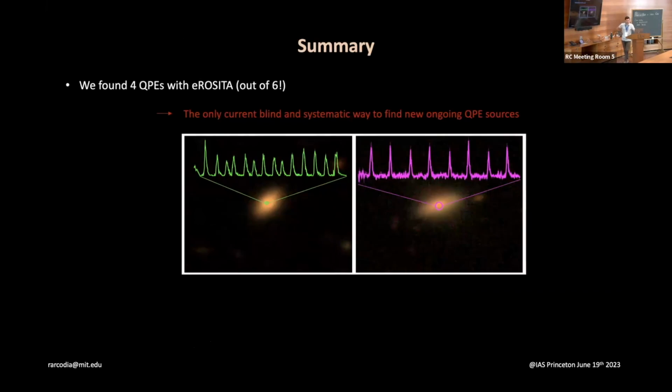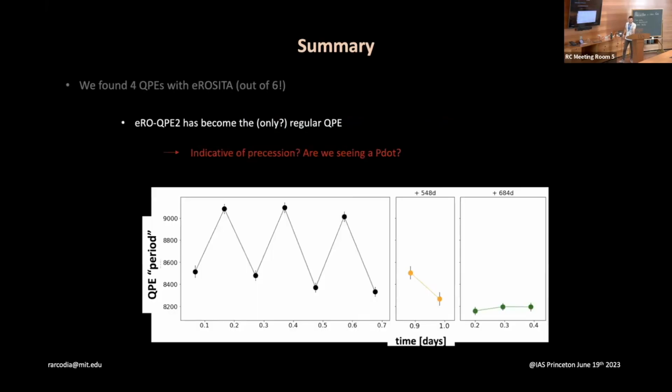Yeah, so we found 4 QPEs out of 6, confirmed one with eROSITA. So at the moment, it is the way to find them, but eROSITA has stopped, so this wasn't around for too long. As a community, we need to find more ways to find QPEs, but maybe that's an item for discussion for later. Just as a summary of what's new on the eROSITA QPEs, eROQP2 is basically the most regular one, because now also GSN has started doing something funky.